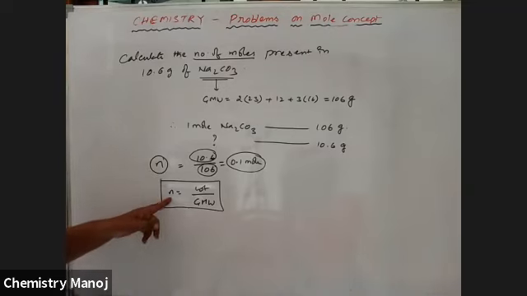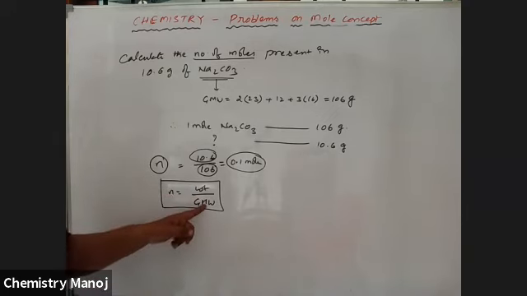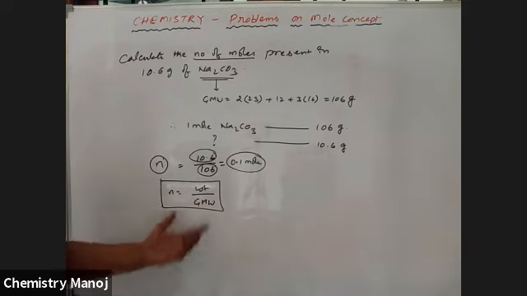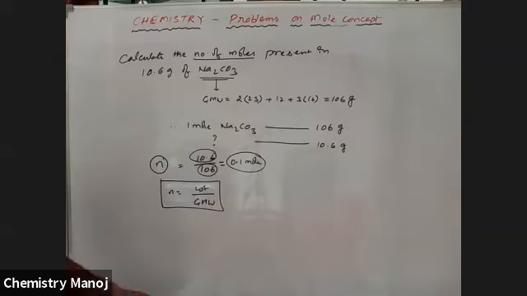Number of moles is small n. Small n is the number of moles. Capital N is Avogadro number. Number of moles n is equal to weight of the substance by gram molecular weight of the substance. So if the weight is given to you, then just using this formula, weight by gram molecular weight, it simply gives the number of moles.